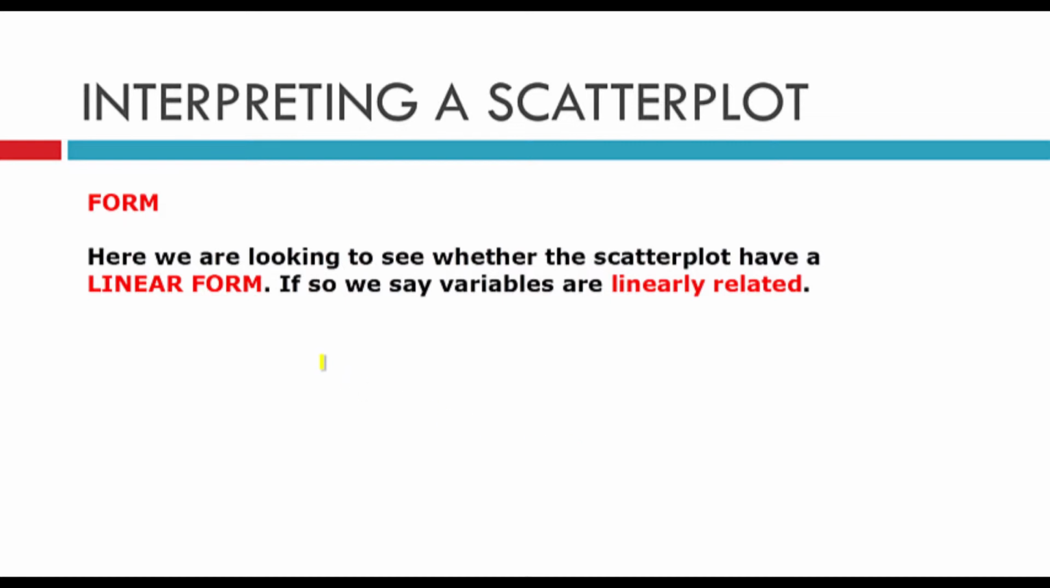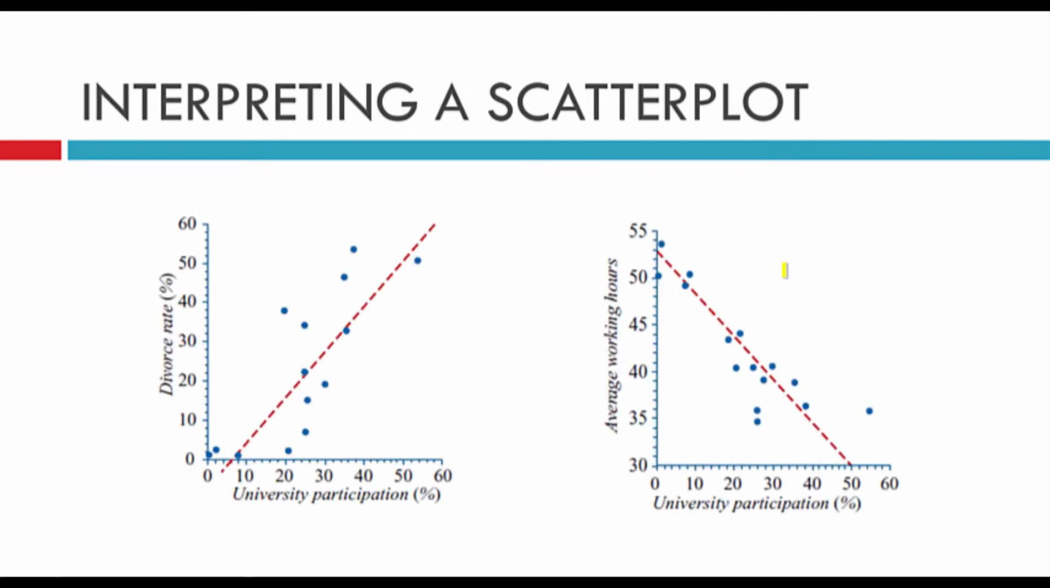The next thing that we can look at is the form, as we said. Now we'll have to see whether it's got a linear form. And if so, we say that the variables are linearly related. Okay? So here we've got two graphs. You can see that we do have a line that we can draw between the dots, so we do get a straight line. So this is one that is linearly related, and it's positive. If we look at the next one, we can draw another line in there as well. This one is a negative graph, and again it is linearly related.